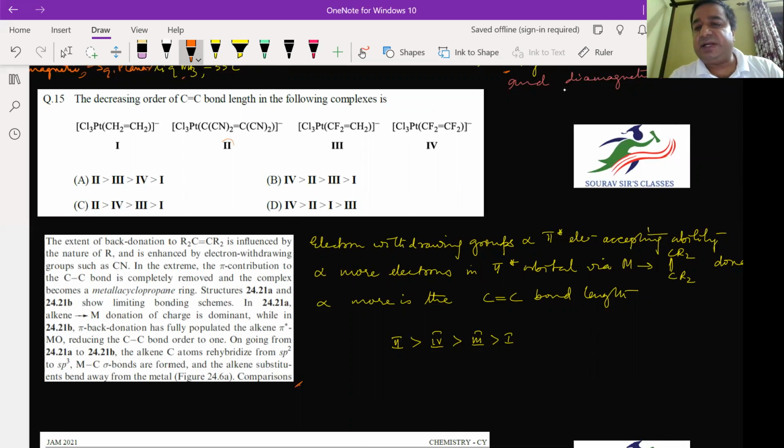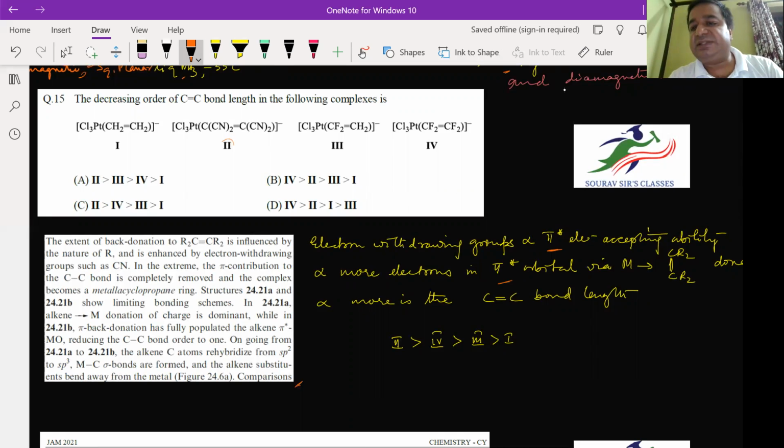Electron withdrawing groups attached to the ethylene, over here. Now that will be directly proportional to the pi accepting ability. Obviously, the more electron withdrawing groups you have attached to the ethylene, the more will be its pi star electron accepting ability. So more electrons are going to enter the pi star orbital of the ethylene.